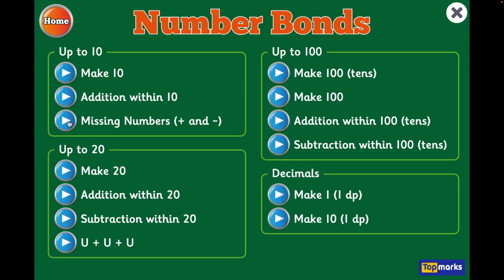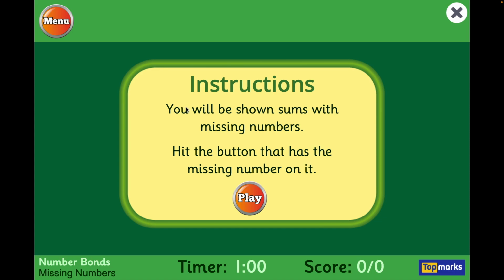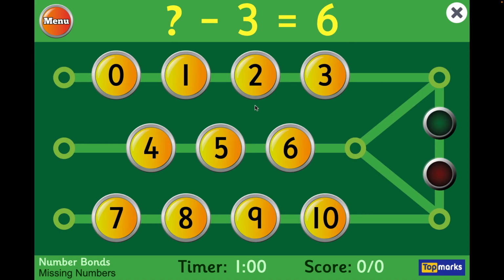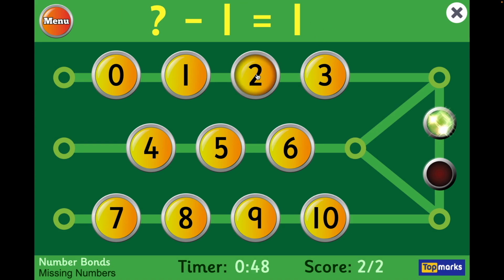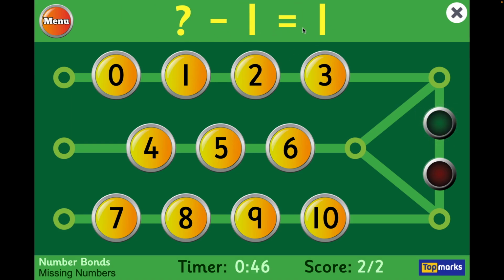We have missing numbers, addition and subtraction. You will be shown sums with missing numbers. Hit the button that has the missing number on it. So what number minus 3 equals 6? I know 9 minus 3 equals 6. What number plus 7 equals 9? 2. What number minus 1 equals 1? 2. What number minus 4 equals 1?